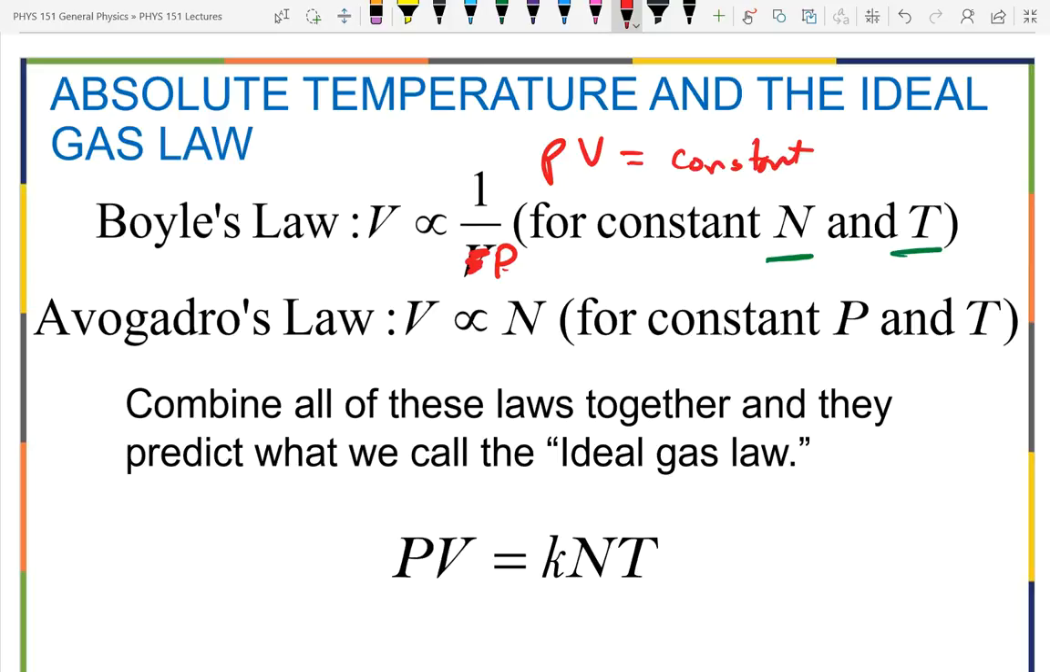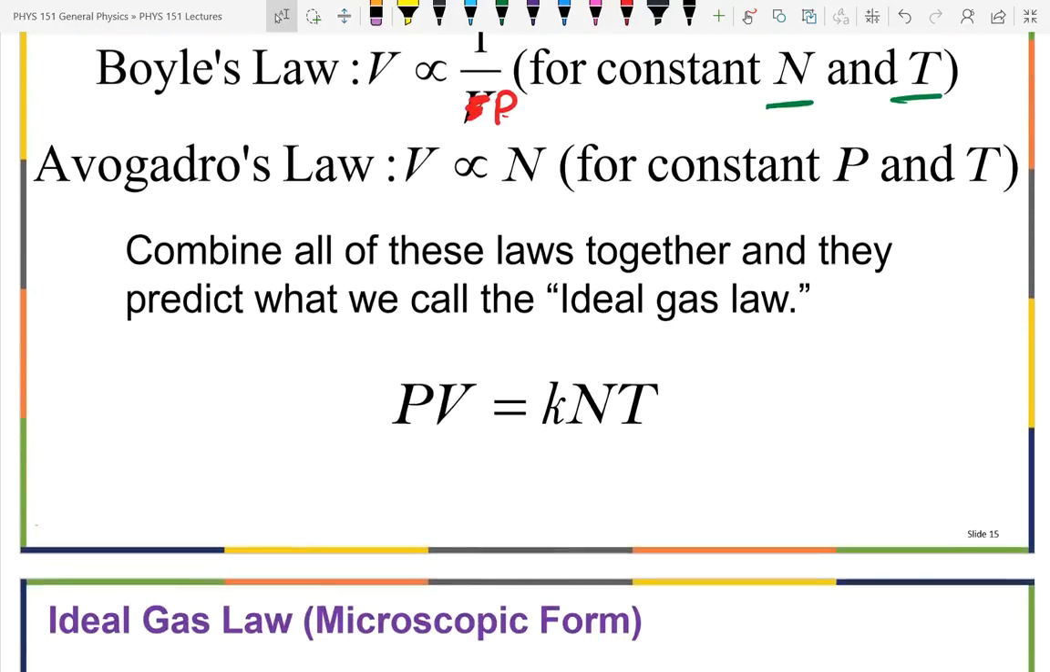And finally, Avogadro's law. Avogadro looked at the volume compared to the number of molecules, keeping both the pressure and the temperature constant, and found that volume was proportional to the number of molecules. If you put all three of these laws together, you get PV is equal to some constant times NT. And so that constant is called the Boltzmann constant. I think it's 2 N's. So I think that's how you spell it. The Boltzmann constant. I have it written out in a later slide. So that is the ideal gas law.